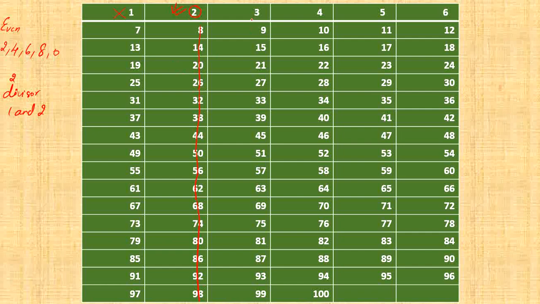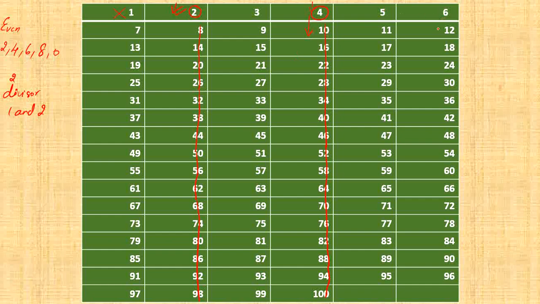Let's consider number 4 now. As I said earlier, 4 is not a prime number, and below 4 you can see all the numbers are ending with 2, 4, 6, 8 and 0, and all these are not prime numbers. 2 is a prime number, but multiples of 2 are not prime numbers.